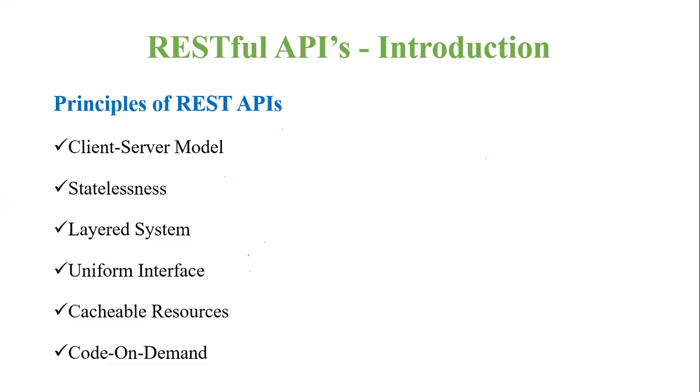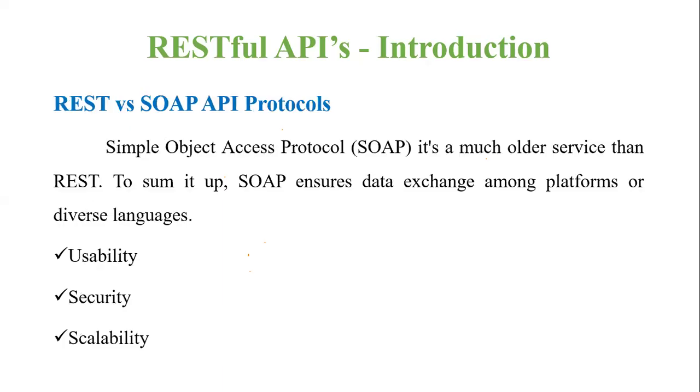And next, cacheable resources. All resources returned by an API should be cacheable. It ensures local saving on the client's side instead of server requests. And finally, code on demand. REST APIs may include executable code such as JavaScript as part of the request-response. While optional, this code gives users more flexibility and customization.